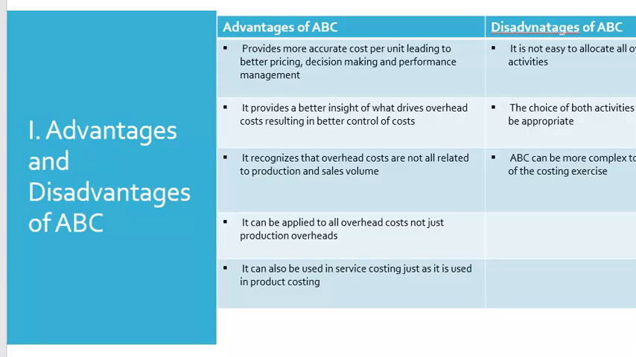Challenges of activity-based costing. It is not easy to allocate overhead costs to specific activities. Step number one, where you can allocate an overhead to activities, it might be a challenge. The choice of both activities and cost drivers might be appropriate. Okay, might be appropriate. What we mean is difficult to choose cost drivers. Then ABC can be more complex to explain to stakeholders of the costing exercise. So people who are interested in costing, some cannot understand activity-based costing.